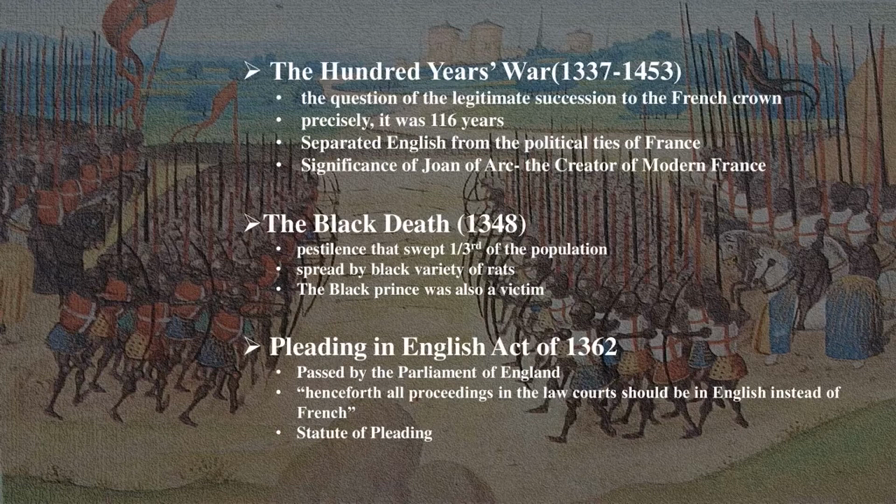The event of Black Death in 1348 took away with it one-third of the population then. It was believed to be spread by a black variety of rats. This bubonic plague affected not just Britain but also many parts of Europe. Edward's son, the Black Prince, was also one of the victims of the plague.